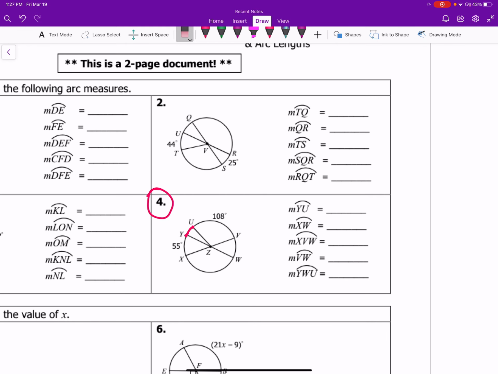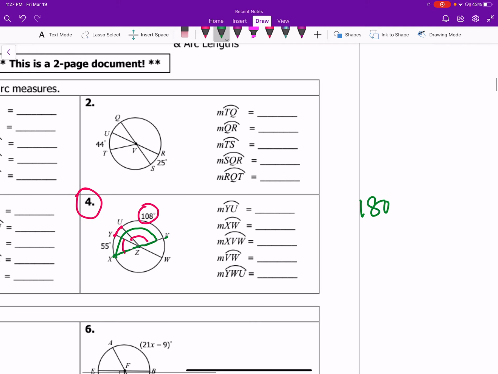So this whole thing is 108, so this is 108 and this guy is 55. You know this is the diameter, so this whole thing has to be 180. So if you say 180 minus these two, 55 and 108, how much are you going to get? You're going to get 17 degrees. So the measure of this arc YU should be 17.